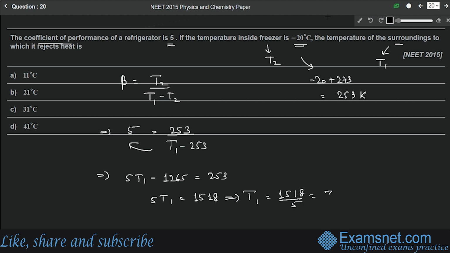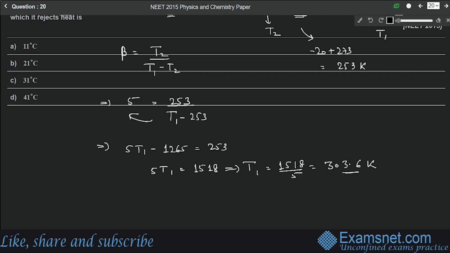That is equal to 303.6 Kelvin. But the options are in centigrade. So let's convert it. 303.6 Kelvin minus 273 is equal to 30.6 degrees Celsius. That means approximately equal to 31 degrees Celsius. So option C will be the correct answer.